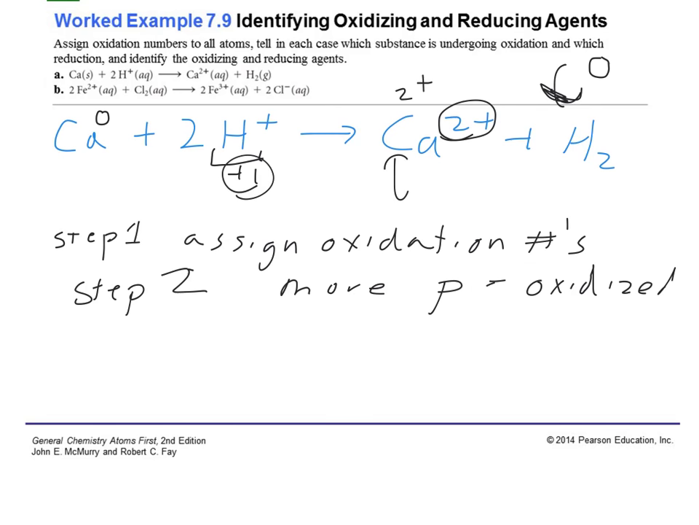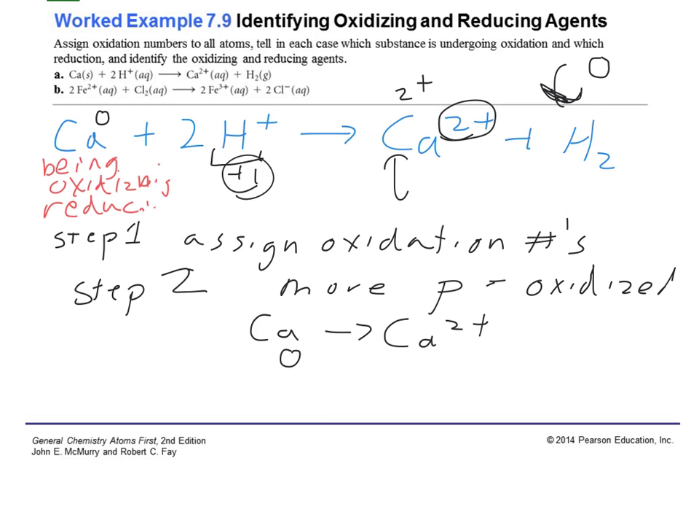So oxidation is more positive. So we've gone from calcium to calcium 2+. So we've gone from 0 to 2+, so our calcium is becoming more positive, meaning it's being oxidized. And if something's being oxidized, it's causing something else to be reduced. So our calcium is our reducing agent. Agent means opposite. So if calcium is being oxidized, that means it's the reducing agent.